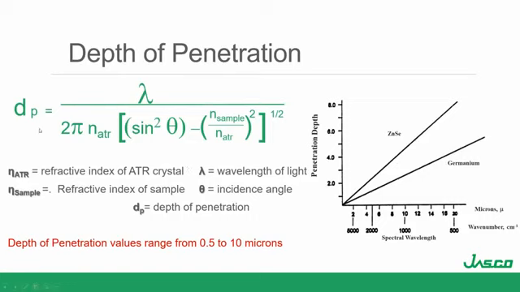So the penetration depth, the DP, is related to the wavelength divided by a relationship of the refractive indices of the sample and the ATR. As the wavelength changes, as you go from left to right here, the penetration depth is changing. And notice that the zinc selenide is changing more rapidly than the germanium. The depth of penetration can be from 0.5 to 10 microns.